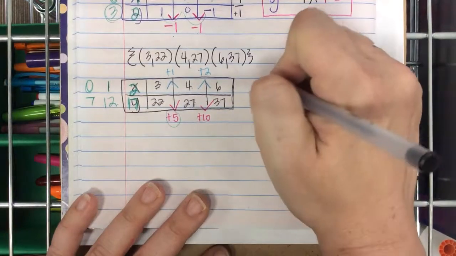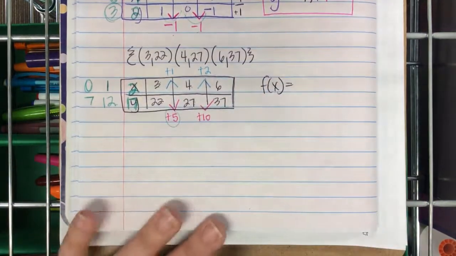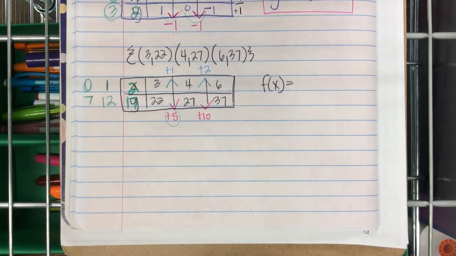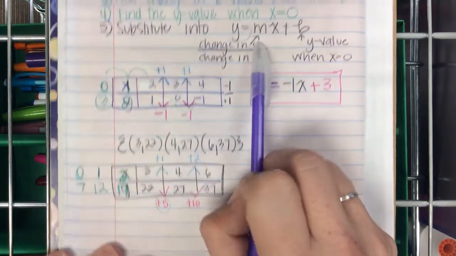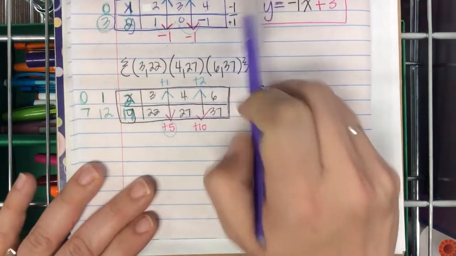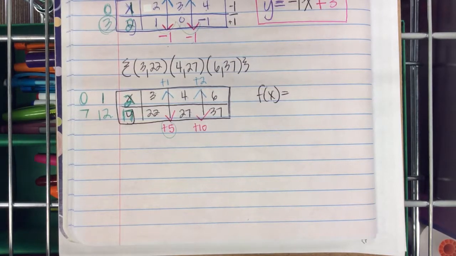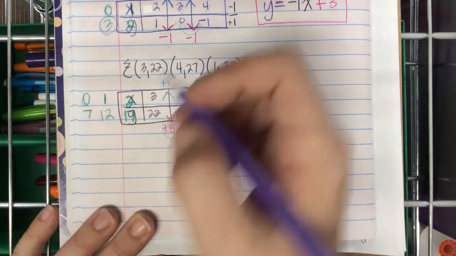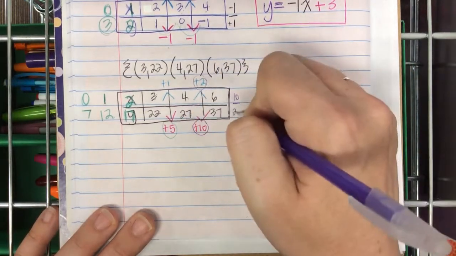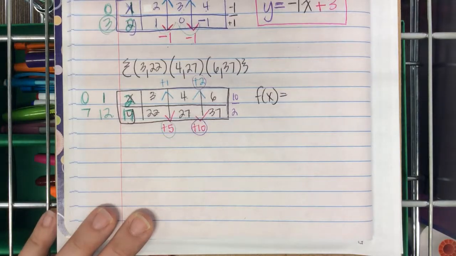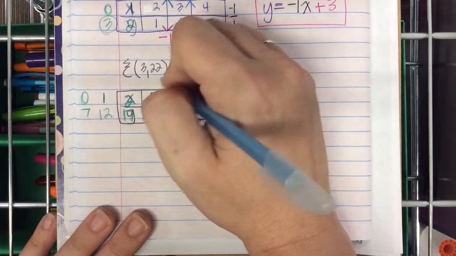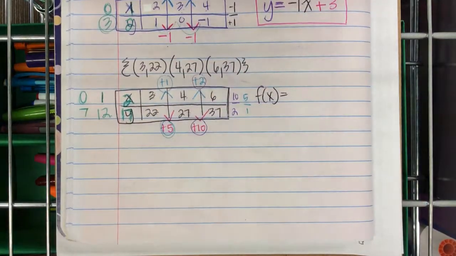So let's start this problem, f of x equals, right? Because it doesn't matter if it's y equals or f of x equals. But here's my question. My m value is the change in y over the change in x. Which one should I use? Because I have the change in y, which is 10 over 2, and I have this change in y, which is 5 over the change in x is 1. Which one should I use?